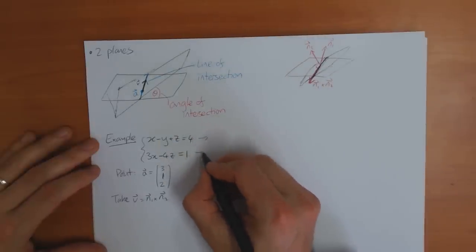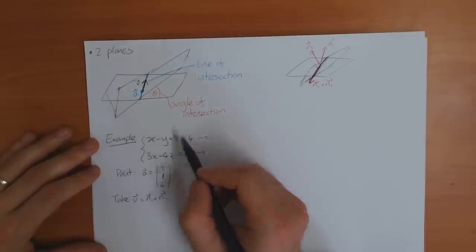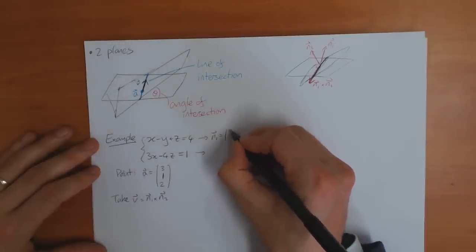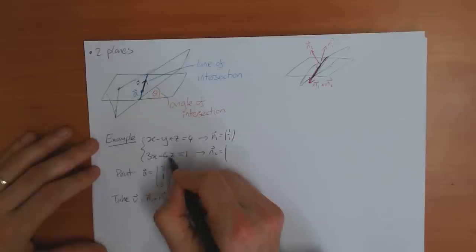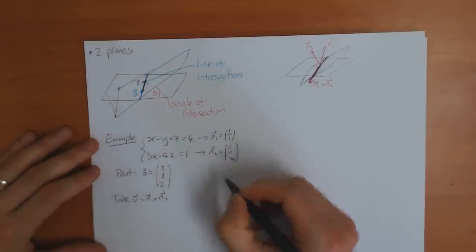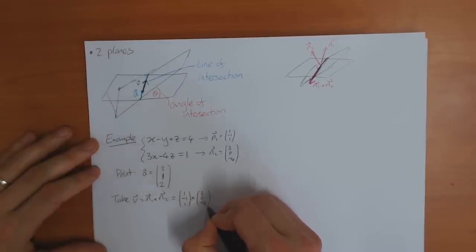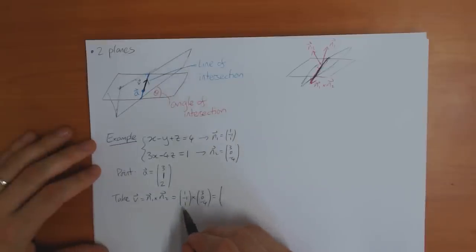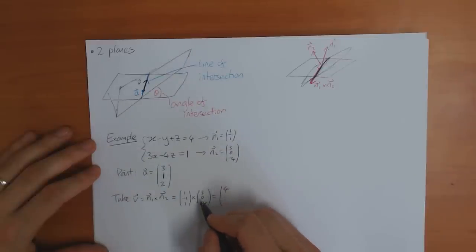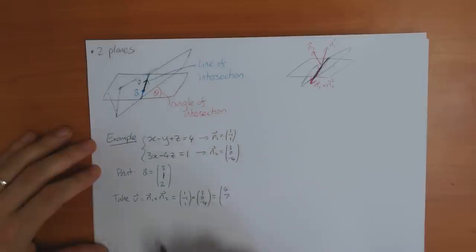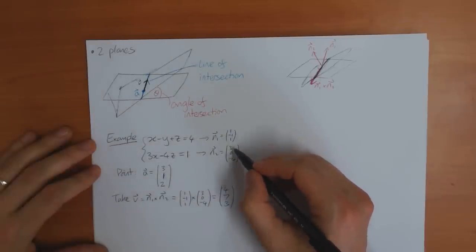So we need to find the normal vectors, and you can find them from here. This one is (1, -1, 1) and this one is (3, 0, -4). So then we get (1, -1, 1) cross (3, 0, -4), which is (4, 7, 3). Okay, yep, that looks okay.